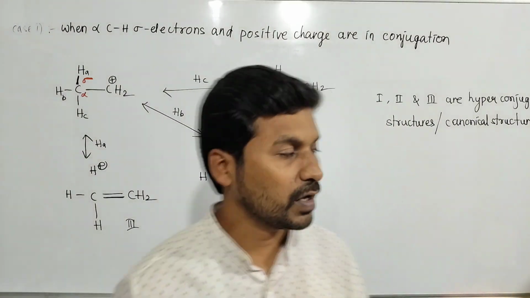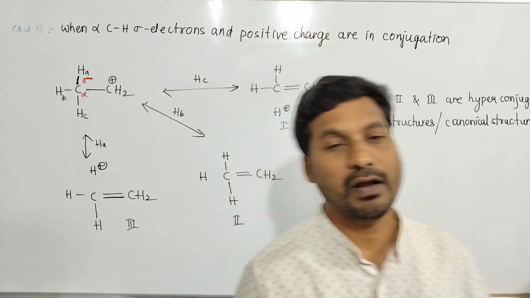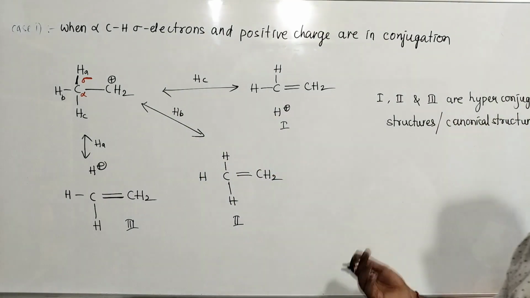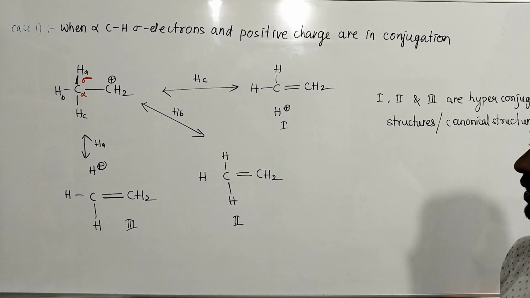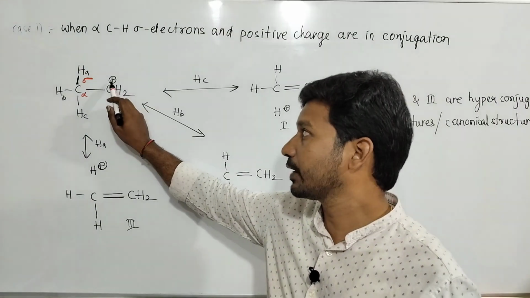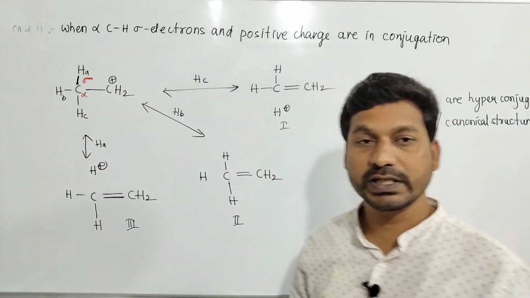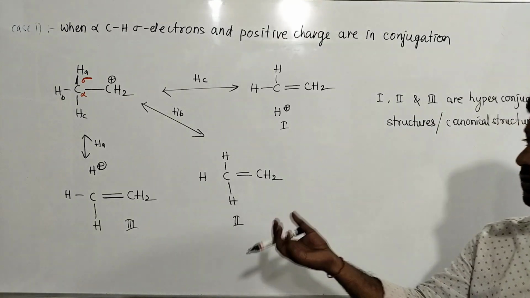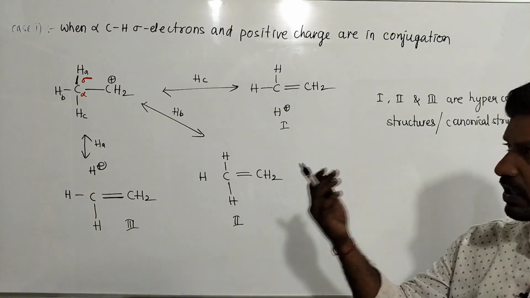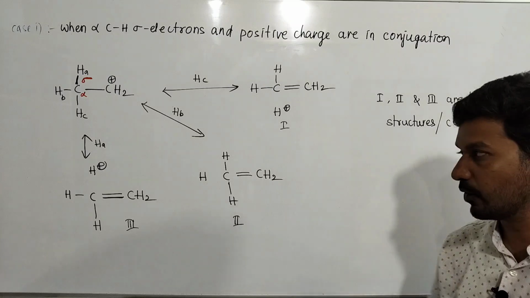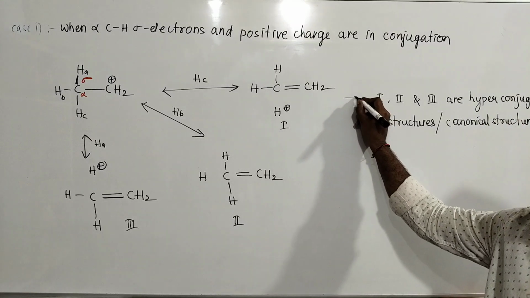So more the number of alpha hydrogen, more will be hyperconjugative structures, and more is the stability. More is the stability because the positive charge is shared by 3 hydrogen, so charge distribution is more. Charge distribution more means delocalization of charge is more, which means stability is more. Okay, so I will write that point.